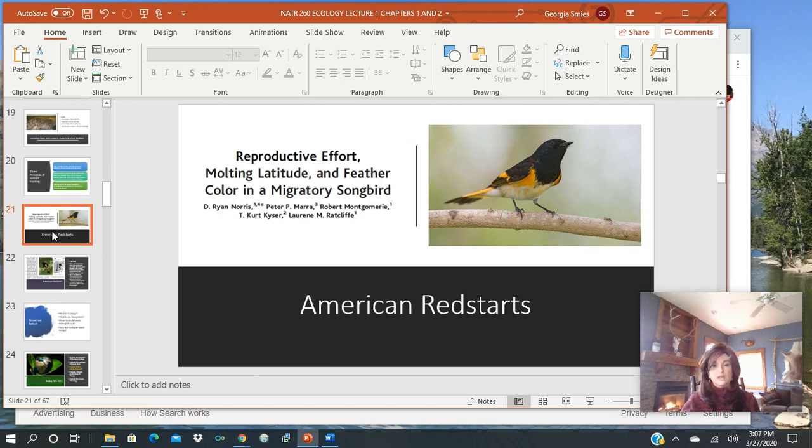All right. So, with American Redstarts, looking at all of these factors, the authors of this study had to look at reproductive effort, where they were when they started molting, when they were getting ready to fly, their feather color, and their migratory routes. And if you want to read the actual paper, I put in the title of it here. Here's all the authors that were involved. You might enjoy taking a look at that.